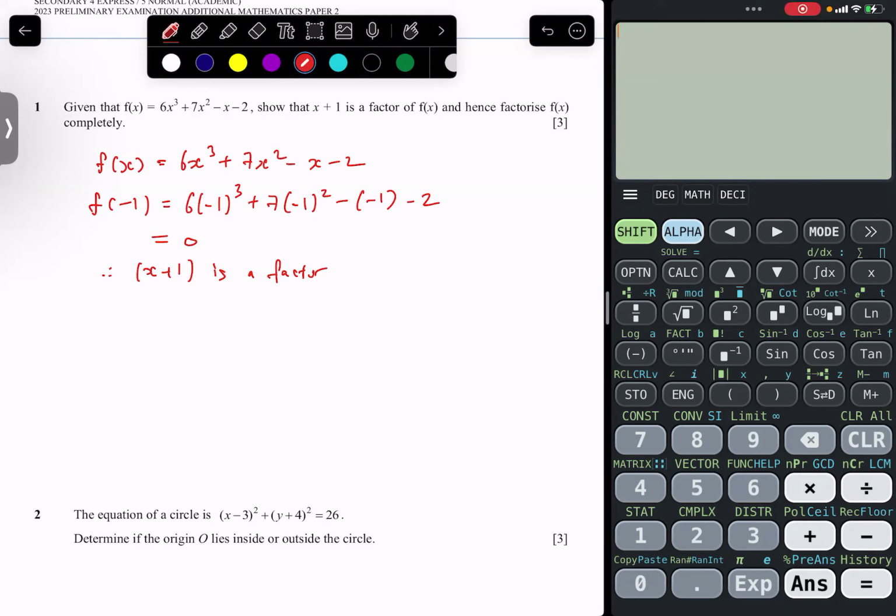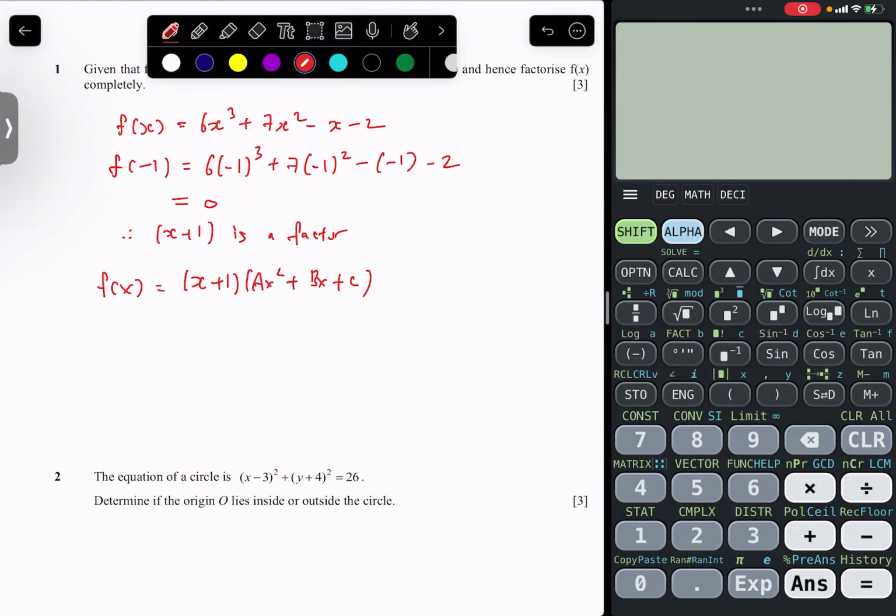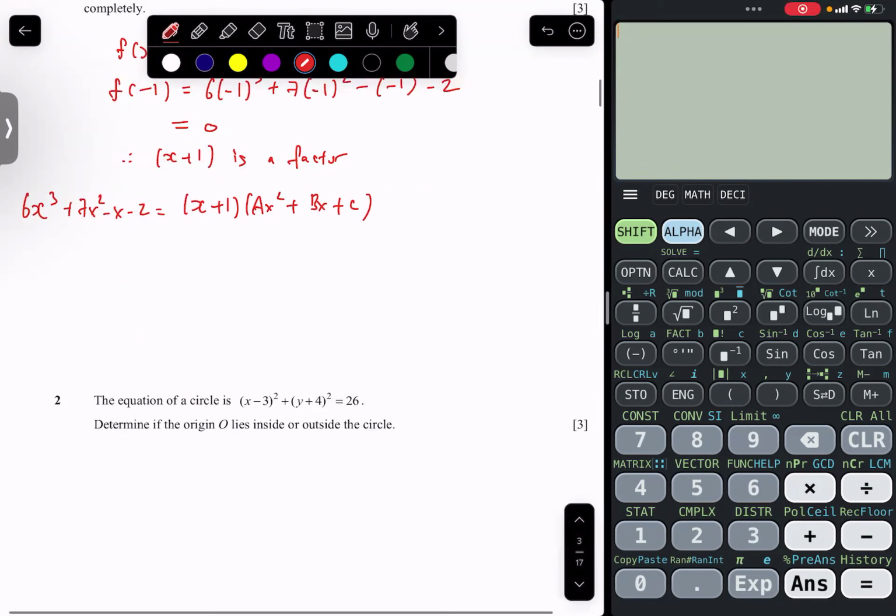Okay, hence factorize f(x) completely. So f(x) equals x plus 1 times (ax squared plus bx plus c). We can also say that this left-hand side is 6x cubed plus 7x squared minus x minus 2. Alternatively, you can use long division to get the answer straight away, but you can also do what I'm doing now over here, comparison.